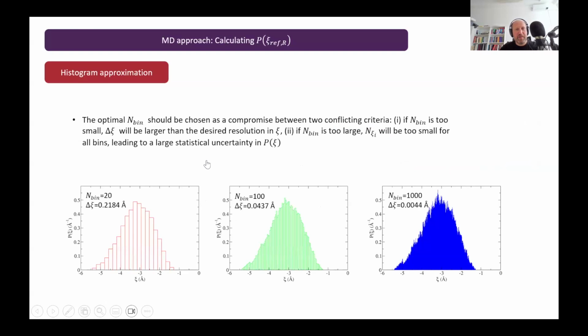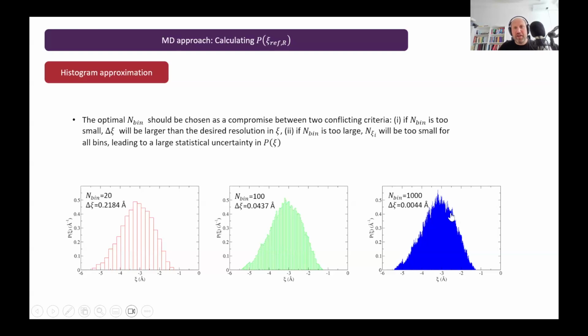Now the number of bins is a free parameter of the method, so it's up to you as the user to set it. Optimally it should be chosen as a compromise between 2 conflicting criteria. First, if the number of bins is too small, then the width of bins is large and might be larger than the desired resolution. So by selecting too small a number of bins, we lose resolution.